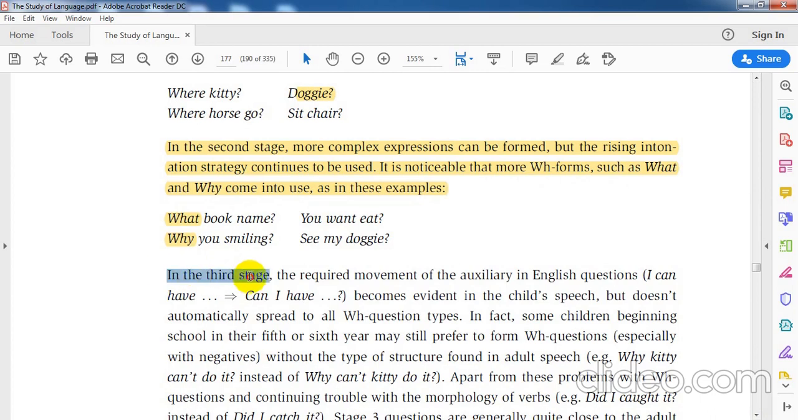Now for the third stage, which takes place almost between 24 to 40 months of age, the child is mastering a more complex movement in the development of syntax, which is the use or implementation of auxiliaries such as can. Now, I can have, okay, becomes evident in the child's speech, so it comes to appear here, but doesn't automatically spread to all WH question types. Let's see what is meant here.